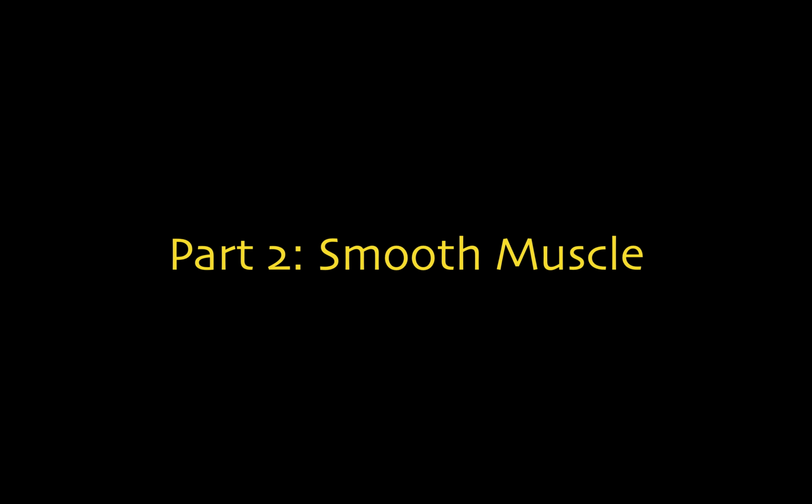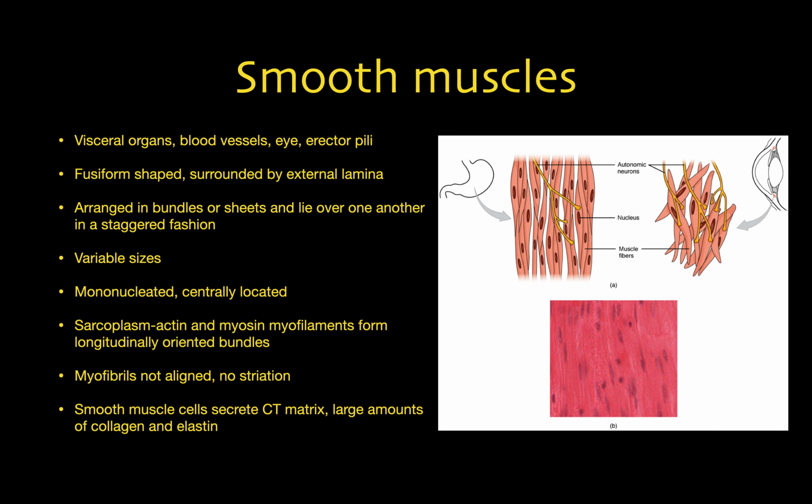Okay, so the next part is smooth muscle. Smooth muscles are in the visceral organs, the blood vessels, parts of the eyes, like the iris, and the erector pili, which are the tiny muscles that are connected to the hairs on your body, and they help raise the hairs when you're cold and when you're scared.